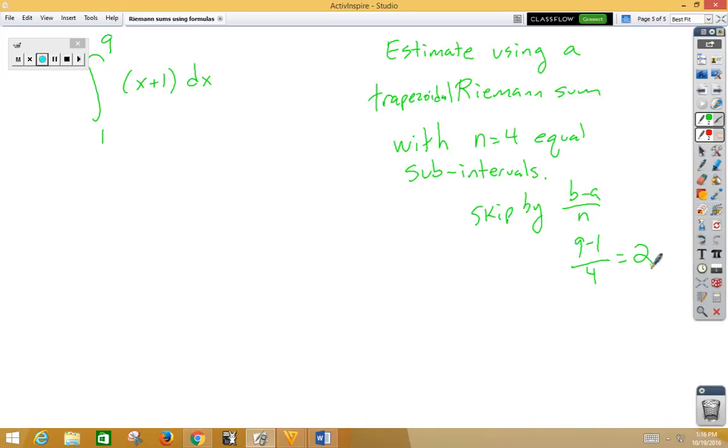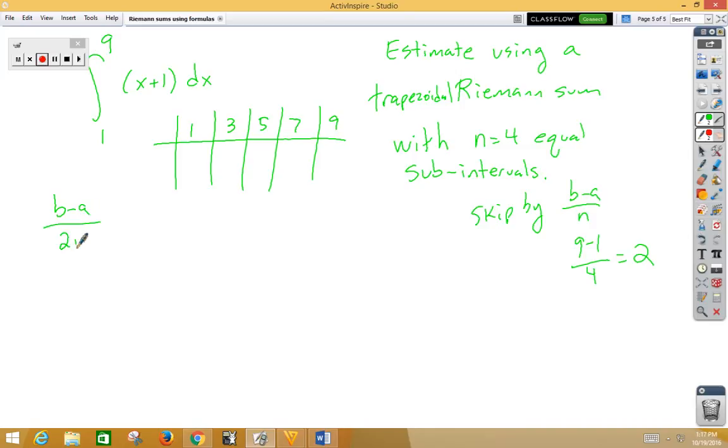If we think about it like a table, then we've got 1, 3, 5, 7, and 9. Now, when we do our Riemann sum formula, remember the outside is b minus a over 2n because we're factoring out the 1/2. So we've got 9 minus 1 over 2 times 4. Well, that's 8 over 8, which is a 1. So we have a 1 on the outside.